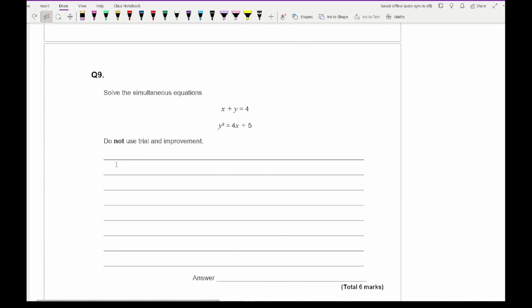So moving on to our last question, it says solve the simultaneous equation, and it says do not use trial and improvement. So we have to use the method of simultaneous equations. So again, looking at our linear equation, we haven't got a letter as subject, so let's pick one. Now it doesn't really matter which letter you go for, but because we've got y squared in this equation, you may be tempted to work with y's, but it shouldn't really make a difference. So with this, I'm going to make it as y equals 4 minus x.